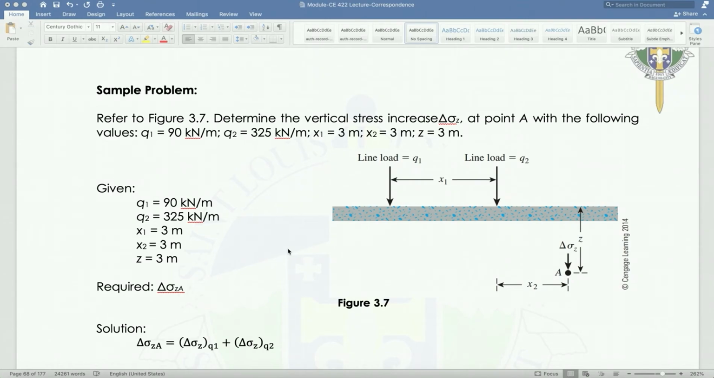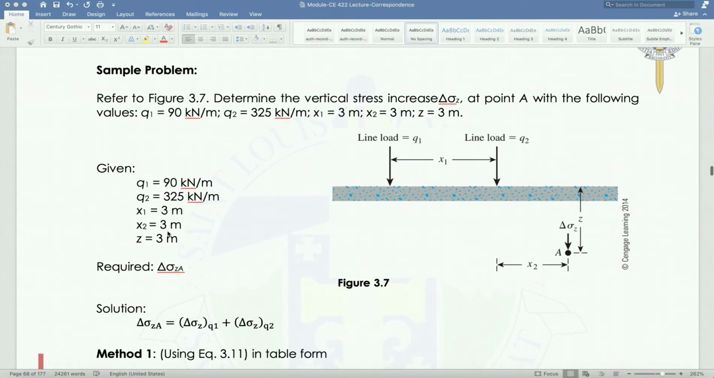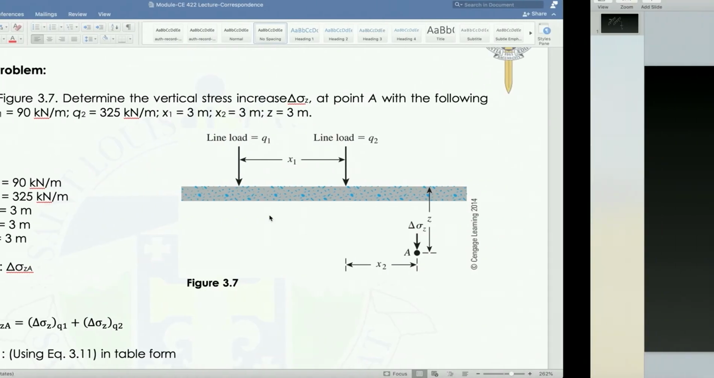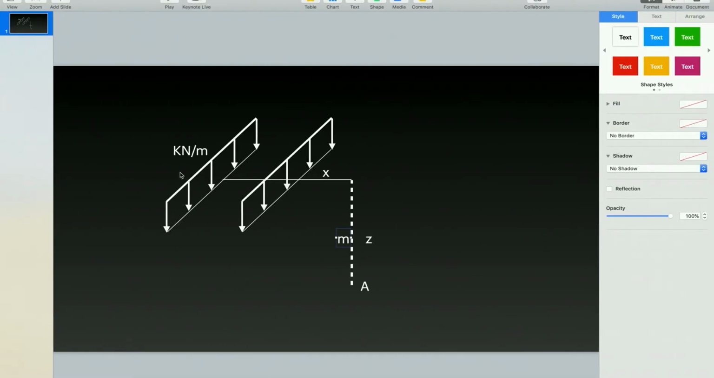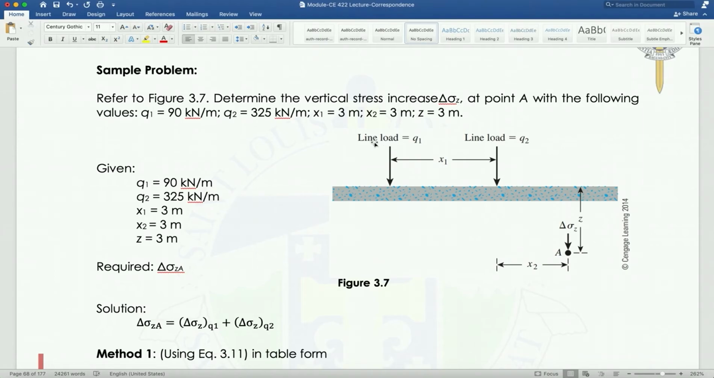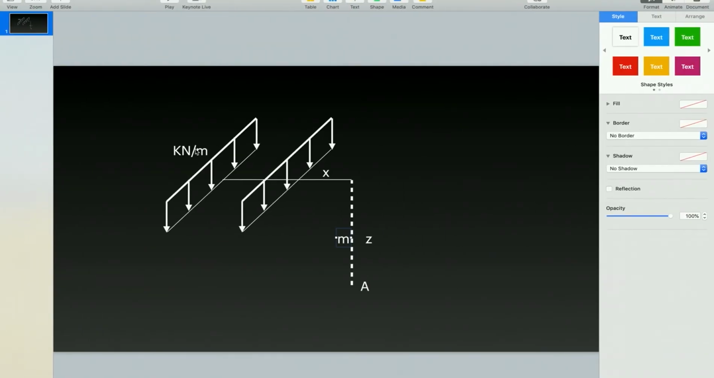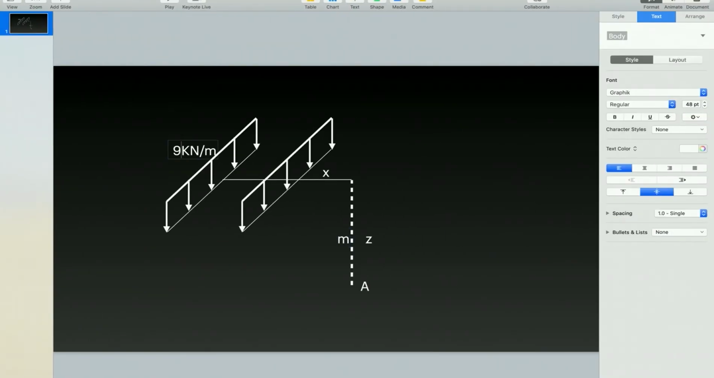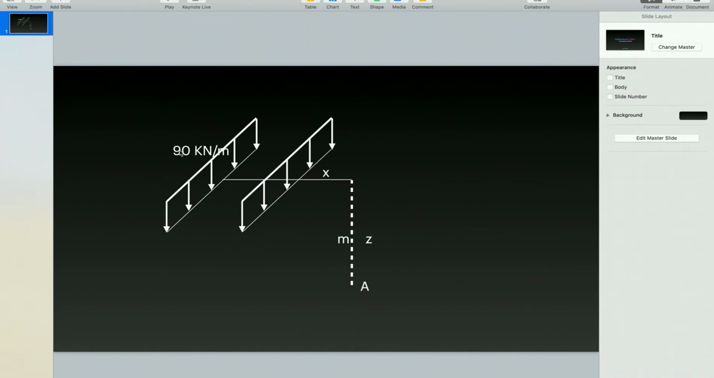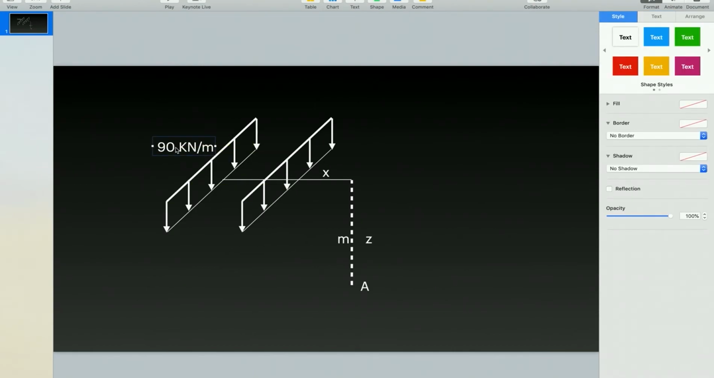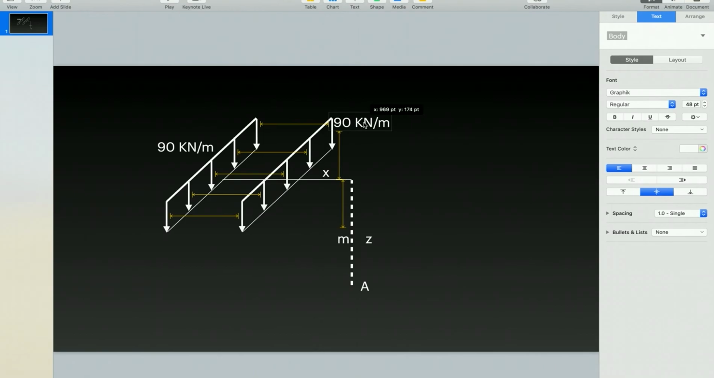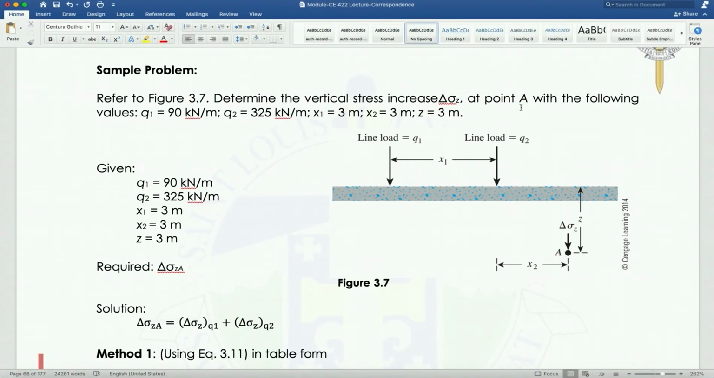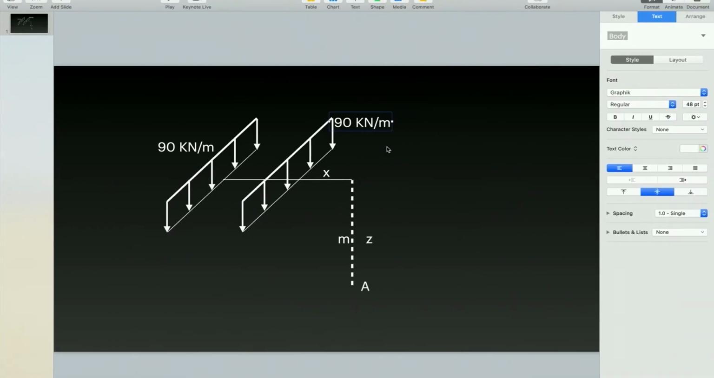Okay, so we are required to find delta sigma z at point A. So this is how it looks. Here we have the 90 kilonewton, and on the other side we have 325 kilonewton per meter.